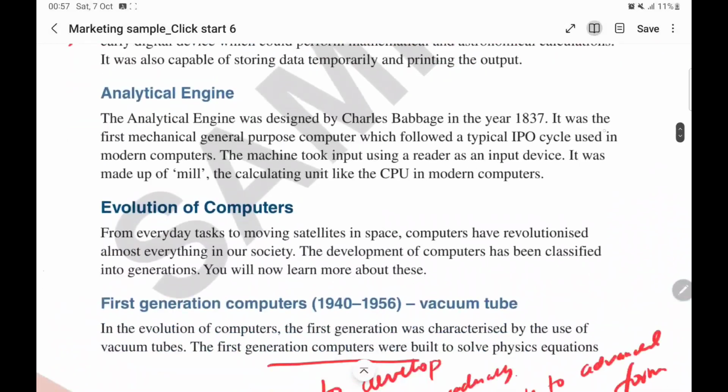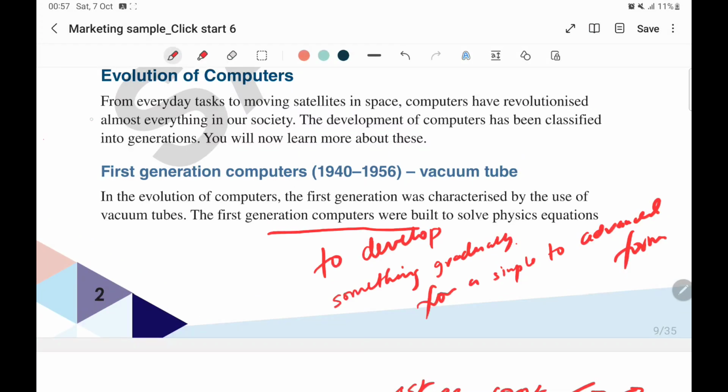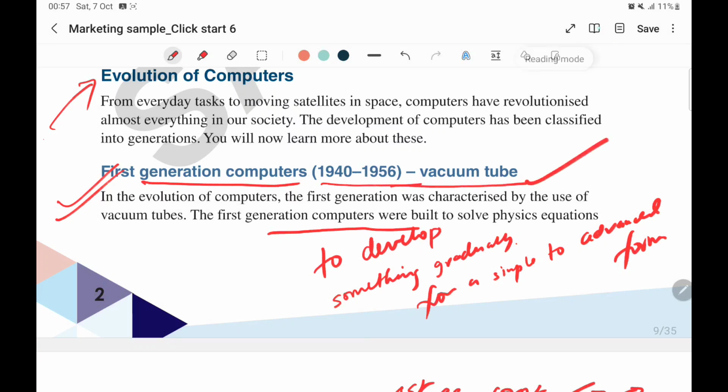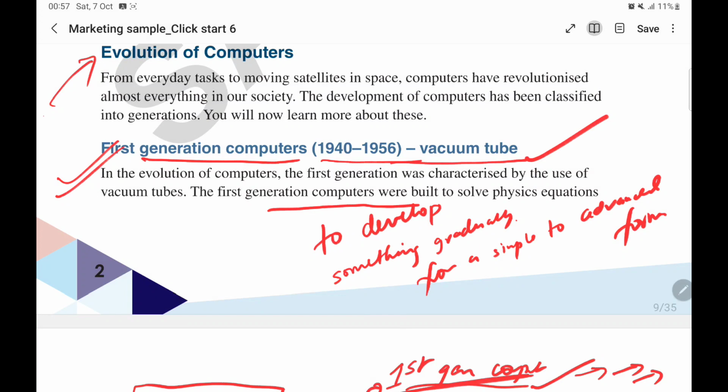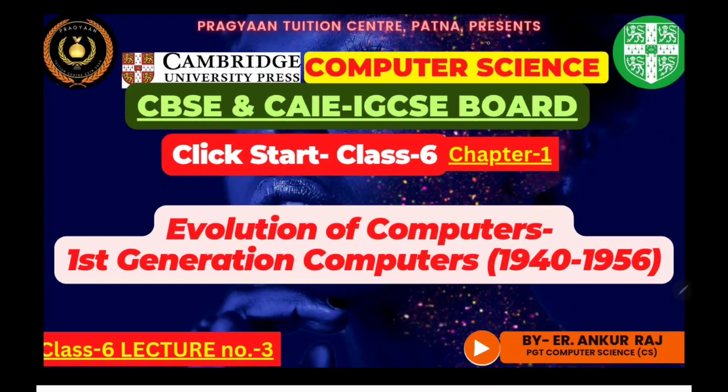Okay students, we have studied this topic under the main parent topic, evolution of computers. So under the evolution of computers we have covered the first generation computers. I think everything was very clear. So we have wrapped up our lecture, and now we are moving to our end slide. So this is our end slide students. Hope everything is very clear in this lecture number 3 of class 6.